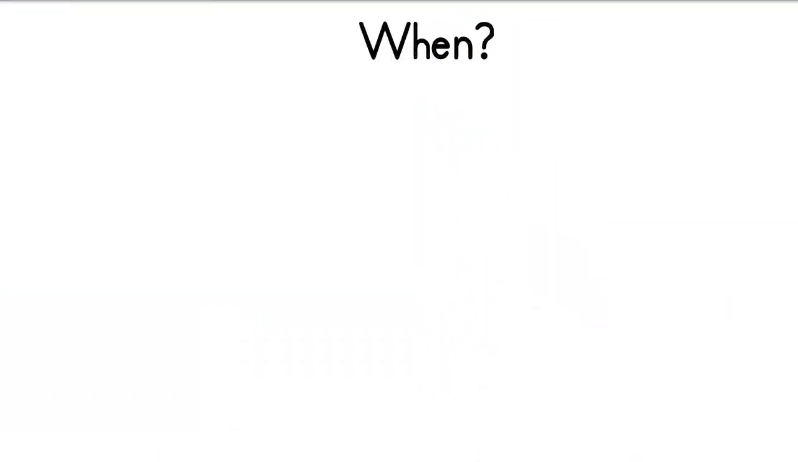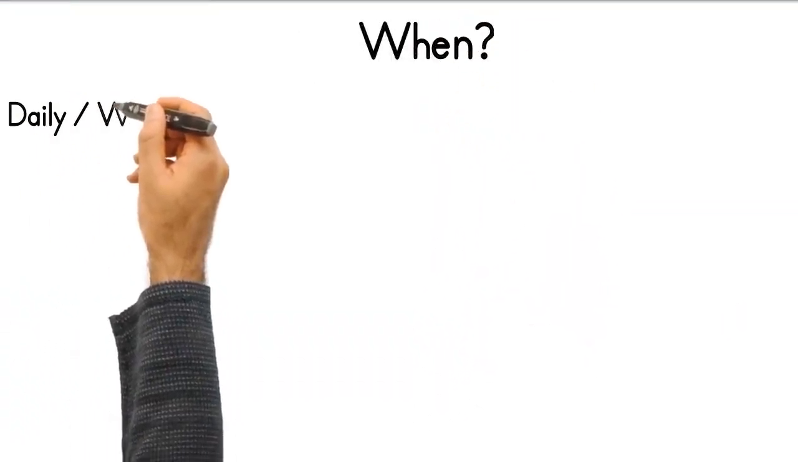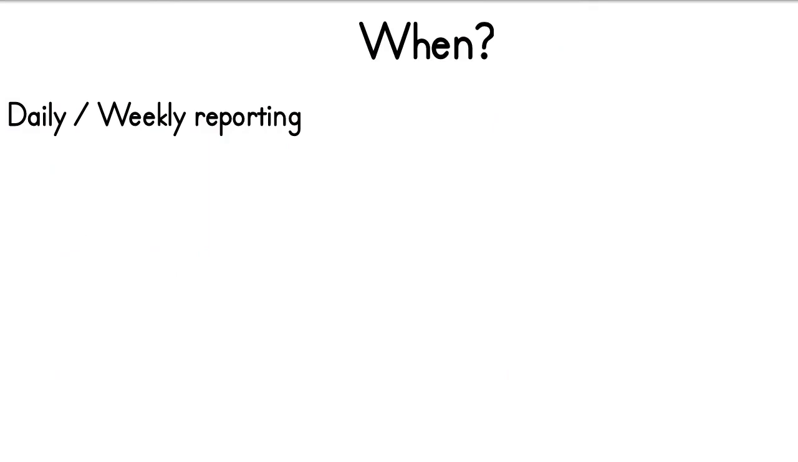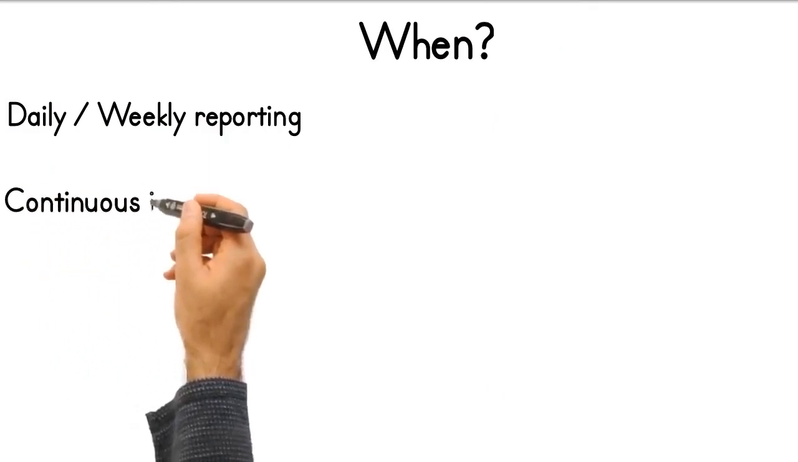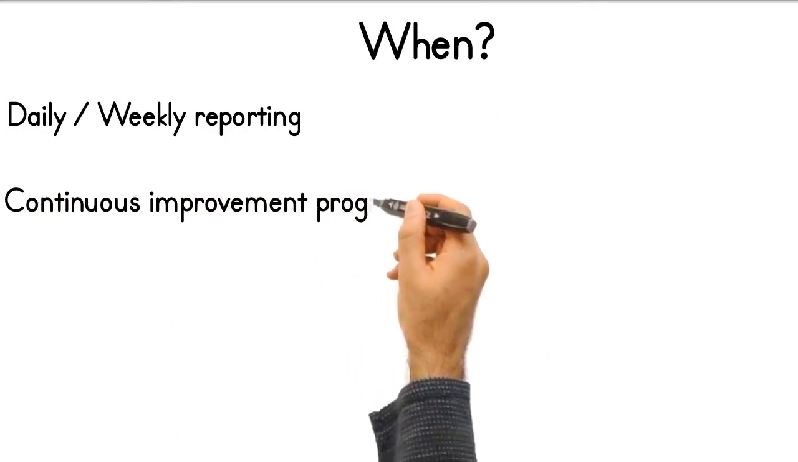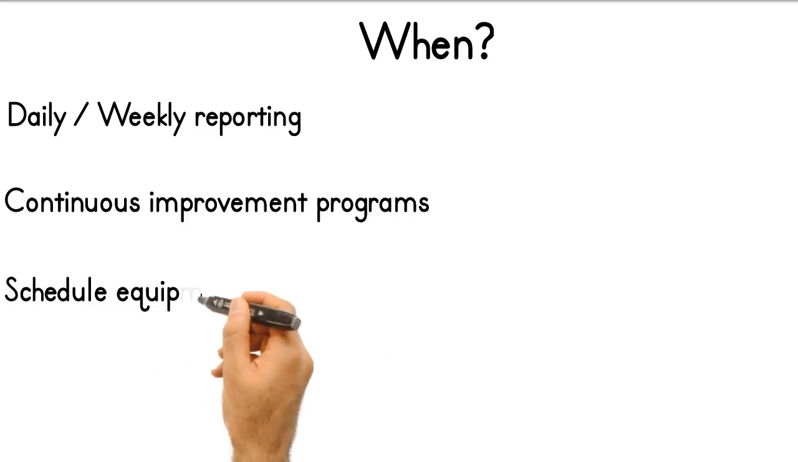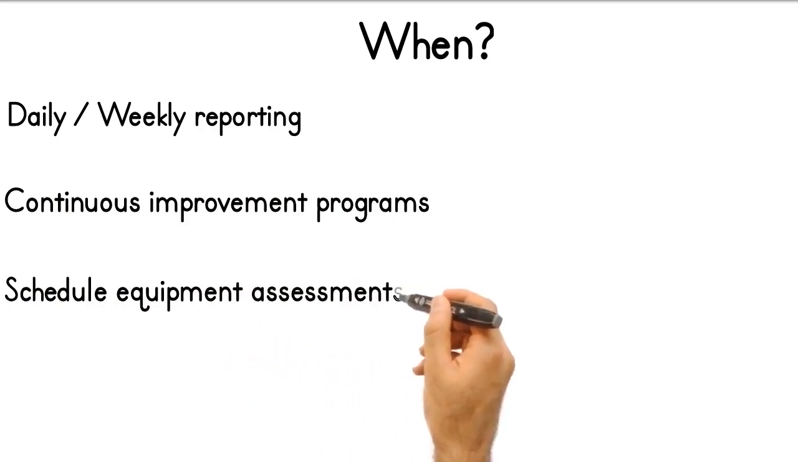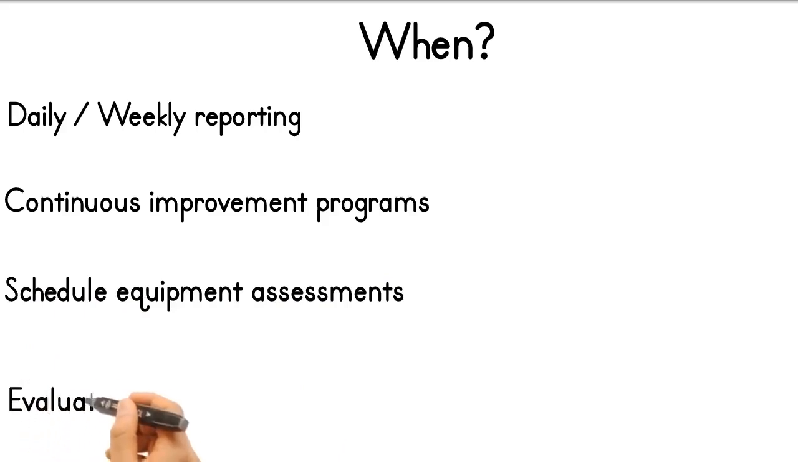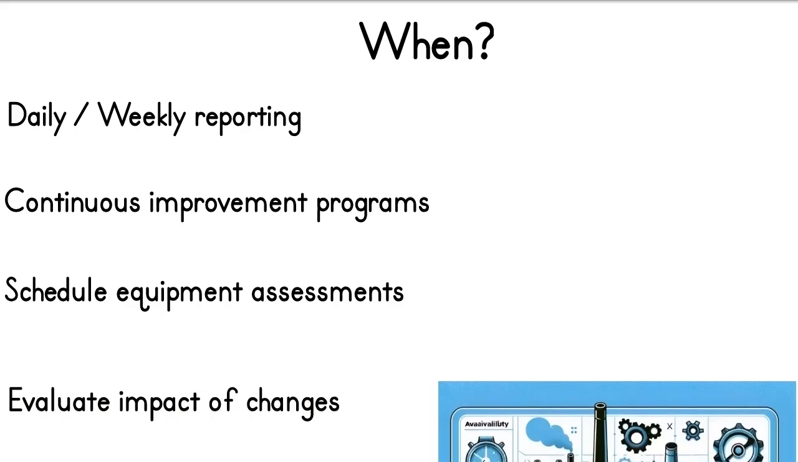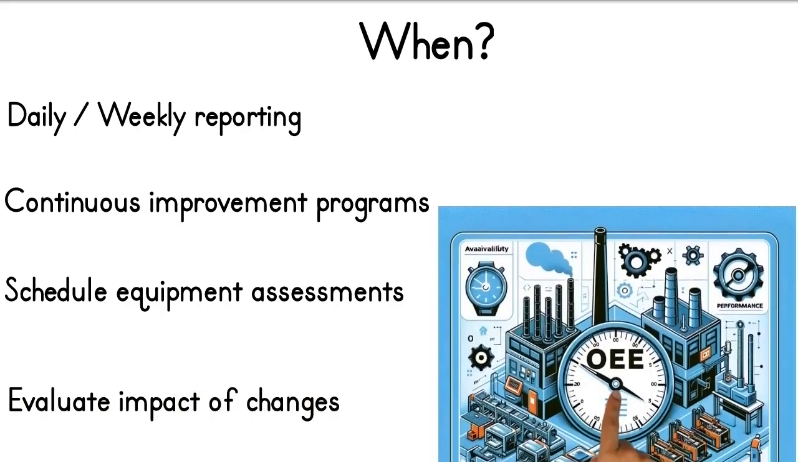OEE is used regularly in production environments, particularly during daily or weekly reporting, to assess the efficiency of daily operations. Continuous improvement programs: OEE is integral to methodologies like lean manufacturing and Six Sigma, where reducing waste and improving efficiency are core goals. Scheduled equipment assessments: during planned maintenance or system checks, OEE can provide insights into whether equipment is functioning at its expected level. Additionally, OEE is often used after implementing changes to the production line to evaluate the impact of those changes.